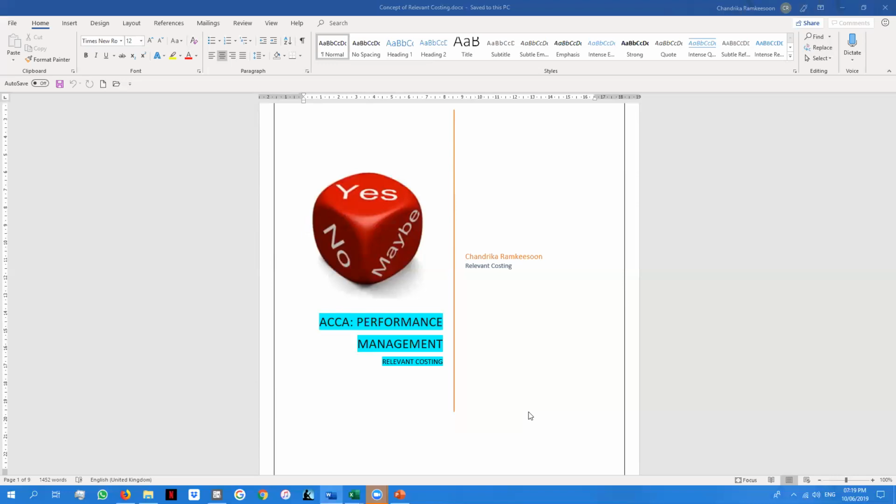Now, in that case, all that management has to do is to consider the additional revenues and the additional costs, the incremental revenues and the incremental costs. There is no need to consider the existing revenues and existing costs, as long as these will continue to remain the same in future.